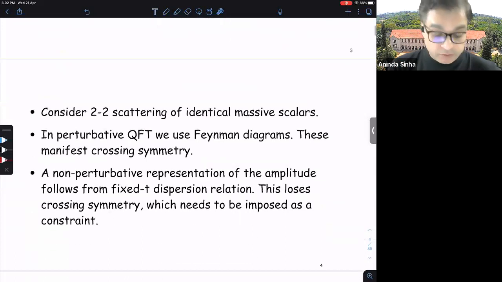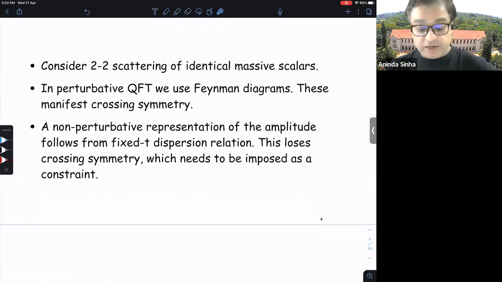So let's define the problem carefully. Let's consider 2-to-2 scattering of identical massive scalars. There are some generalizations that one can consider. One can consider massless particles, which I'll talk about right at the end if there is interest. And if I don't mention massless particles and you're still interested, do ask me at the end.